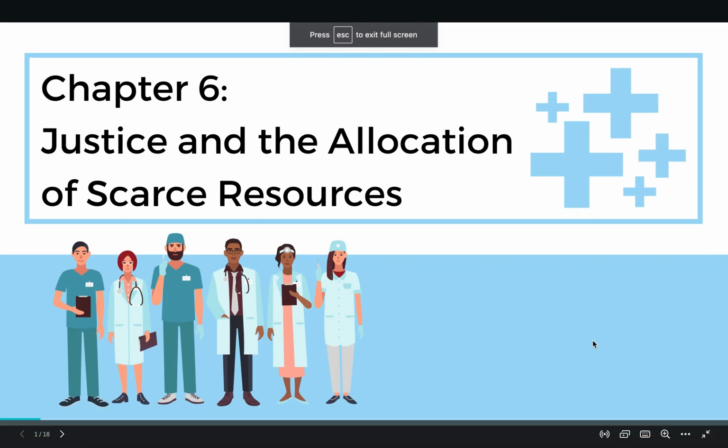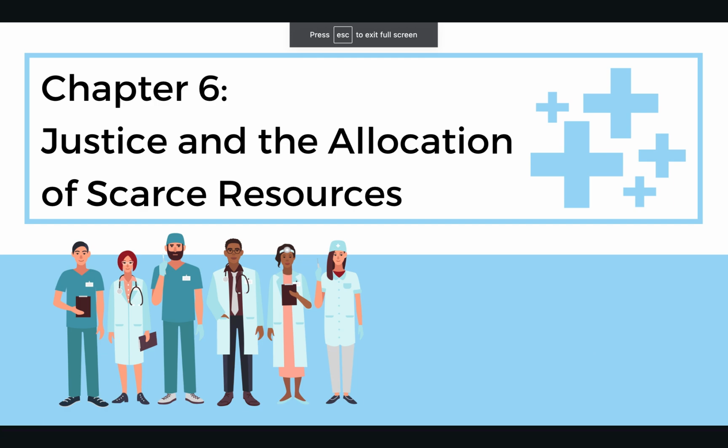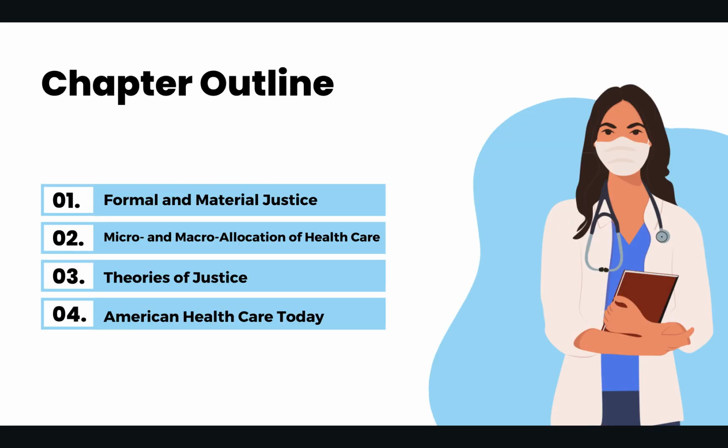So what we are going to look at today is Chapter 6, Justice and the Allocation of Resources. This chapter covers formal and material justice, the micro and macro allocation of healthcare, theories of justice, and then American healthcare today.